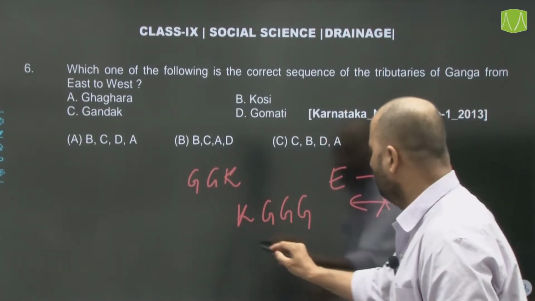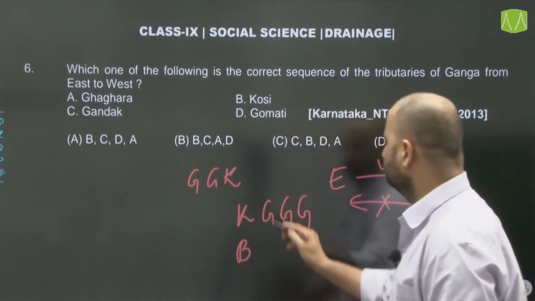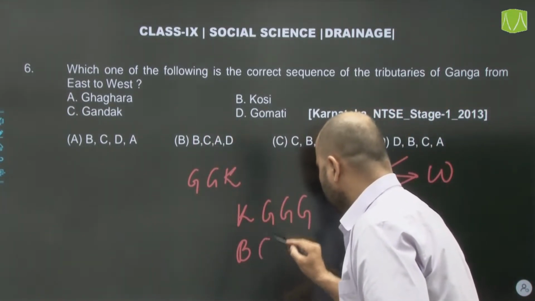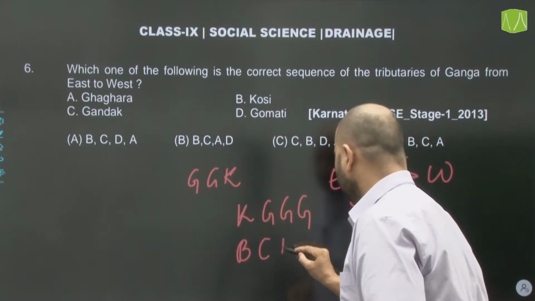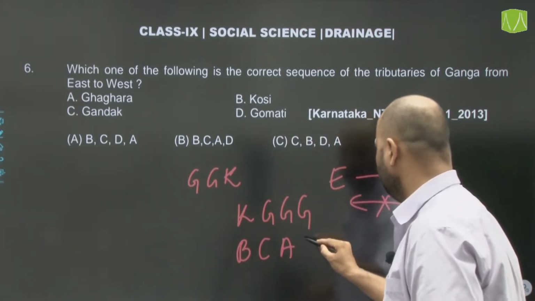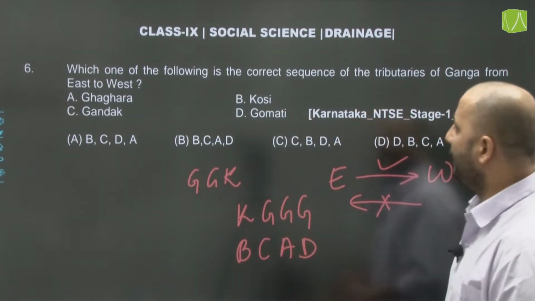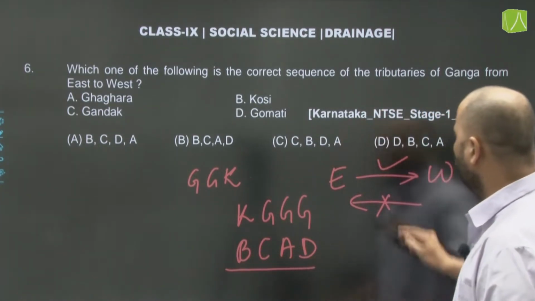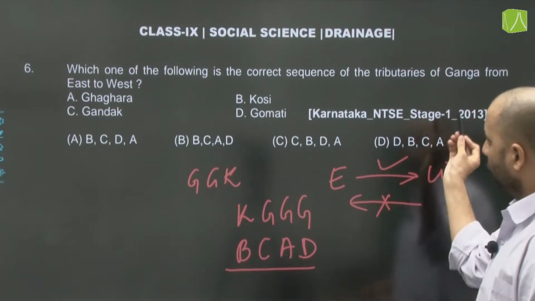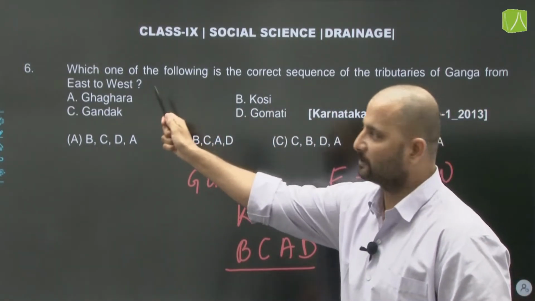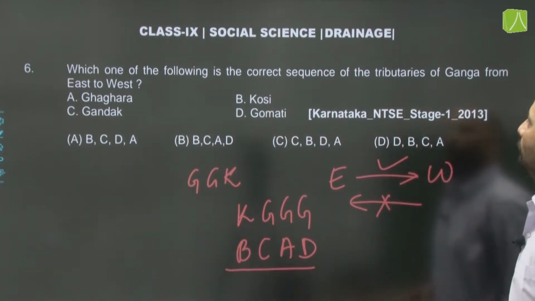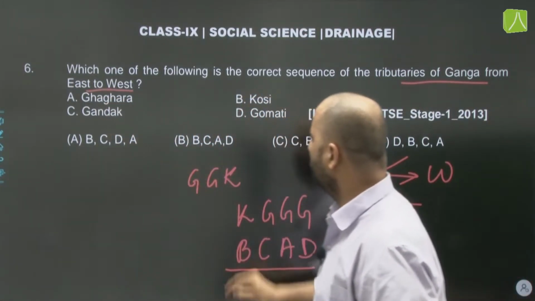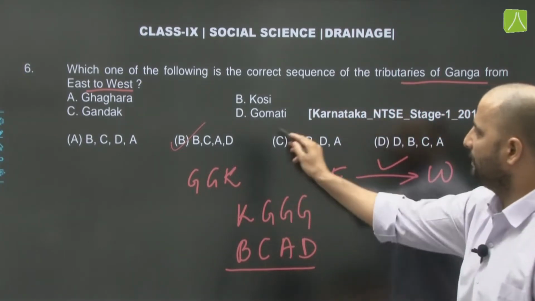Now we can match it: B, C, A and finally D. So B, C, A, D is the correct sequence of the rivers flowing from east to west, the easternmost to the westernmost tributaries of Ganga. So option B here clearly will be the answer, B, C, A, D.